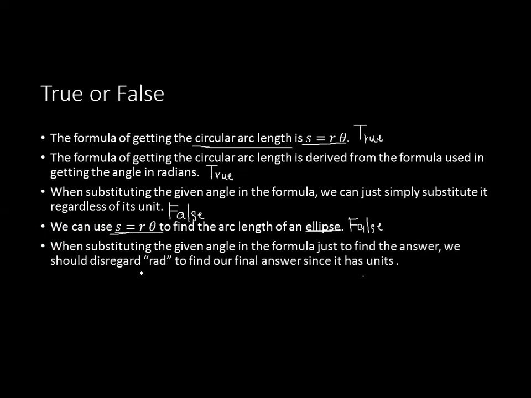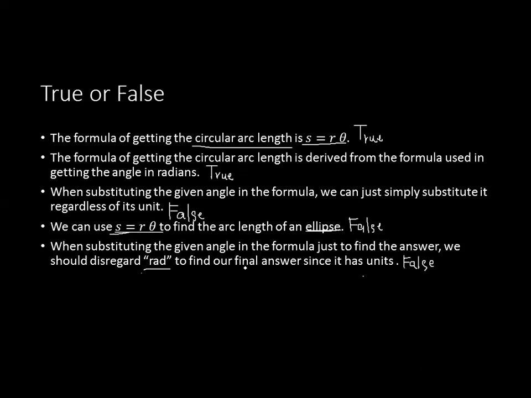Next. When substituting the given angle in the formula just to find the answer, we should disregard radian to find our final answer since it has units. Let me repeat the statement. When substituting the given angle in the formula just to find the answer, we should disregard radian to find our final answer since it has units. The answer for this one is false. Why is it false?